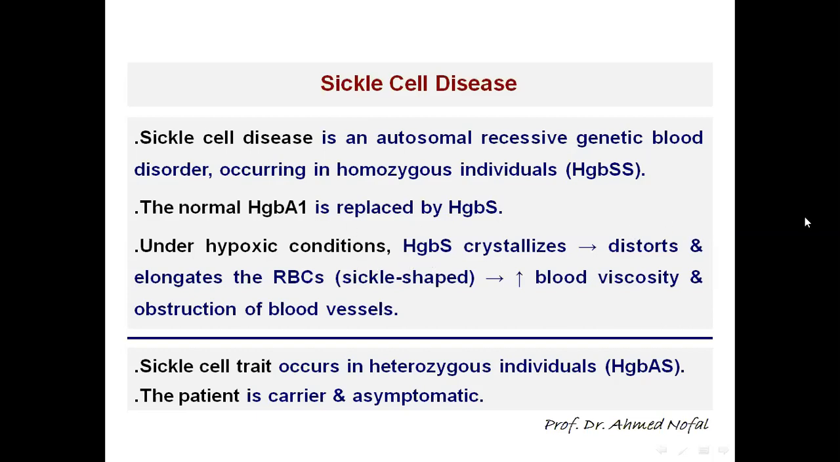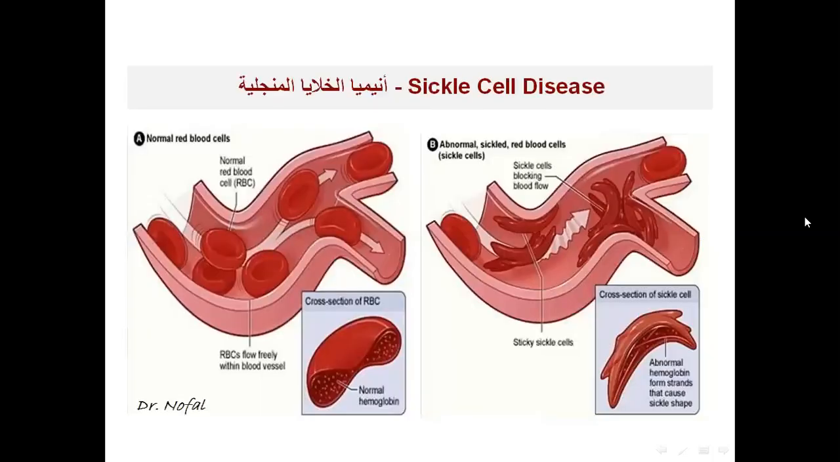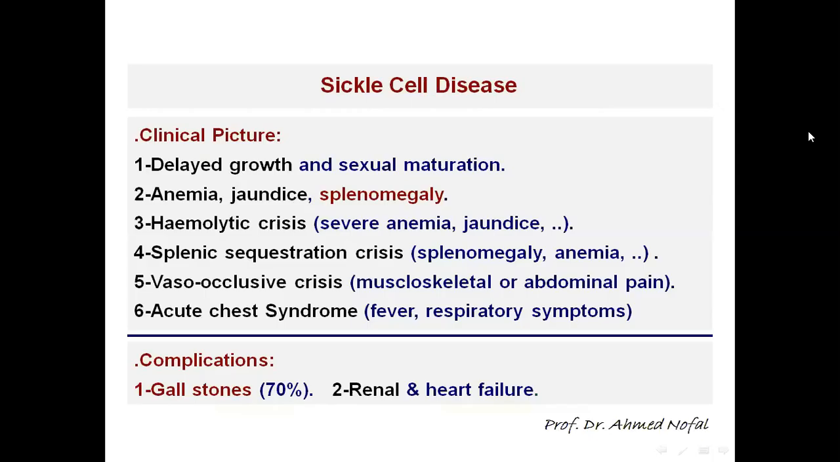This increases the blood viscosity and obstructs the blood vessels. This is the normal, and this is sickle cell disease. Clinically, there is delayed growth, anemia, jaundice, splenomegaly, hemolytic crisis, splenic sequestration crisis, vaso-occlusive crisis, and acute chest syndrome.